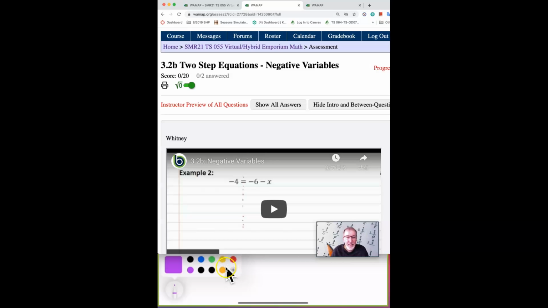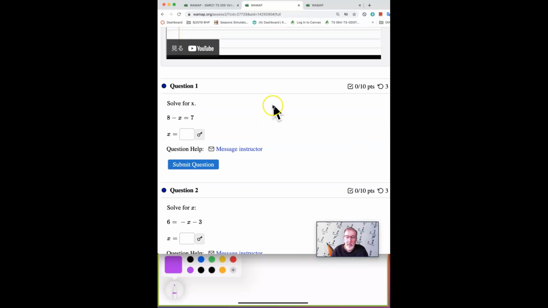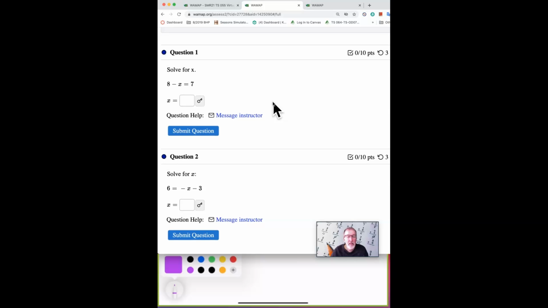Hello everybody. Today we're going to take a look at two-step equations with negative variables. Okay, so we're at WAMAP. This is Unit 3, Math 054, 055. And we'll take a look at this first one.